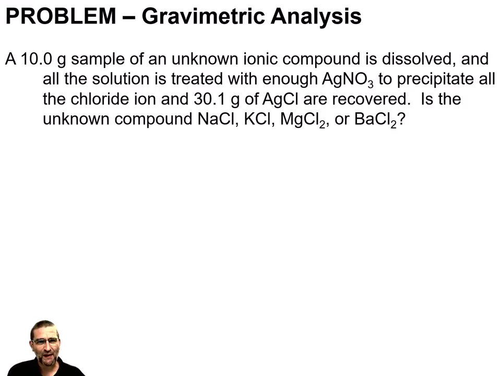A 10-gram sample of an unknown ionic compound was dissolved. So we have some sort of a salt and we dissolved it. The solution is treated with enough silver nitrate, so there's excess silver nitrate, to precipitate all the chloride ion. In this case, we're not actually trying to measure how much of the metal is present, we're measuring how much of the chloride ion is present. So we're going to figure out how much chloride ion was there by precipitating it with silver, which we know is a solid with silver chloride. The silver chloride precipitated out and gave us 30.1 grams of silver chloride.